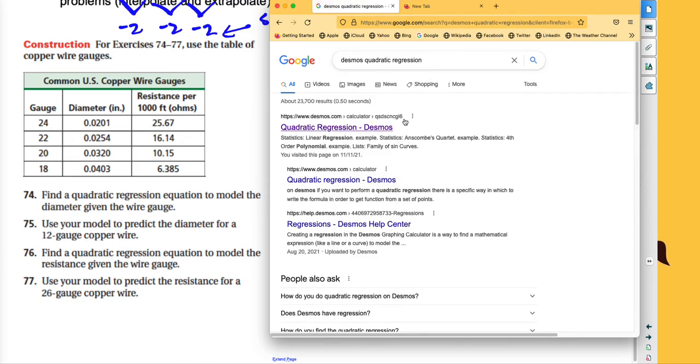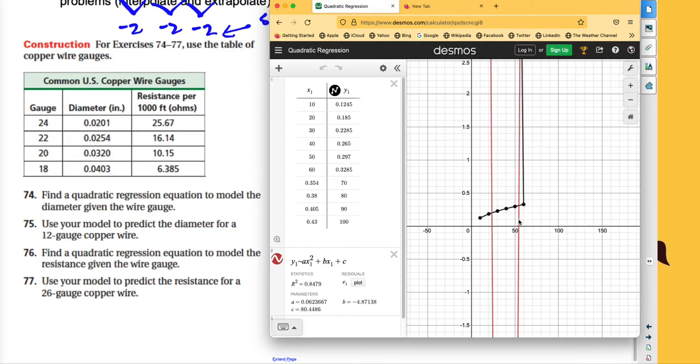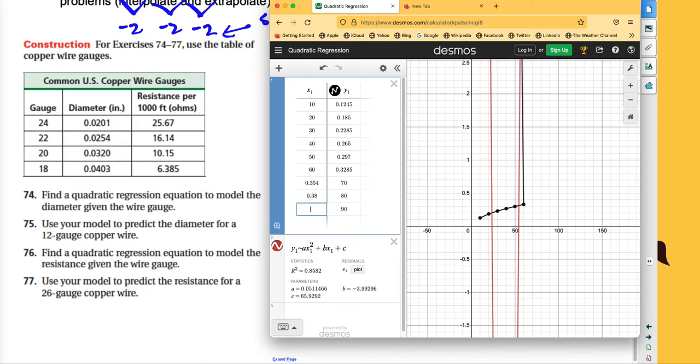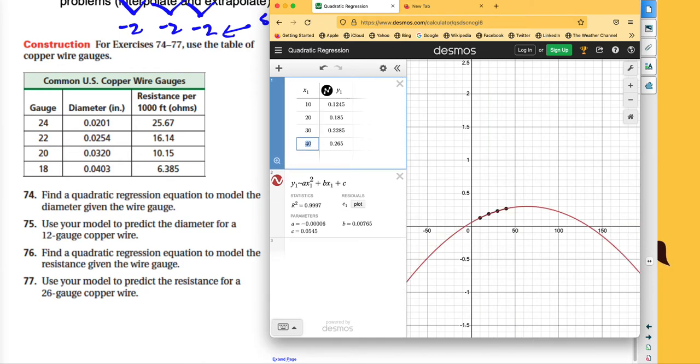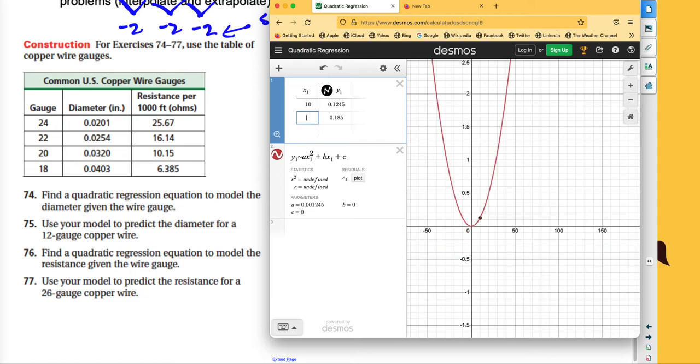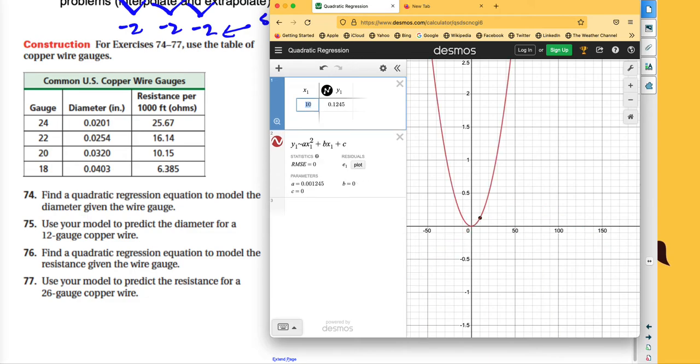The reason we're going to Google that is because it'll have one filled out for us. The graph is kind of weird. If that bothers you, fine. I did find a quicker way. If you just keep hitting backspace, it'll delete whole columns for you, so you don't have to delete individually.